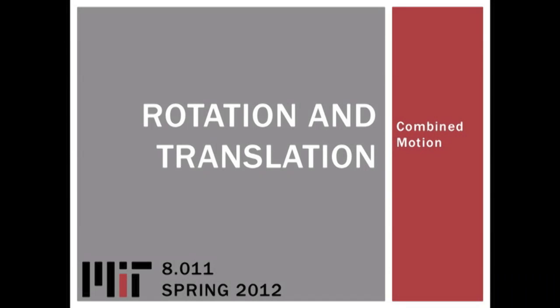So let's talk about getting objects to translate and rotate at the same time. I can make an animation of an object that's moving in a straight line. I can make an animation of an object that spins around a particular point. I can make an animation where it moves in a circular path. But what I'd like to do is have both things happening at once. So an object that both translates and rotates in a variety of different ways.